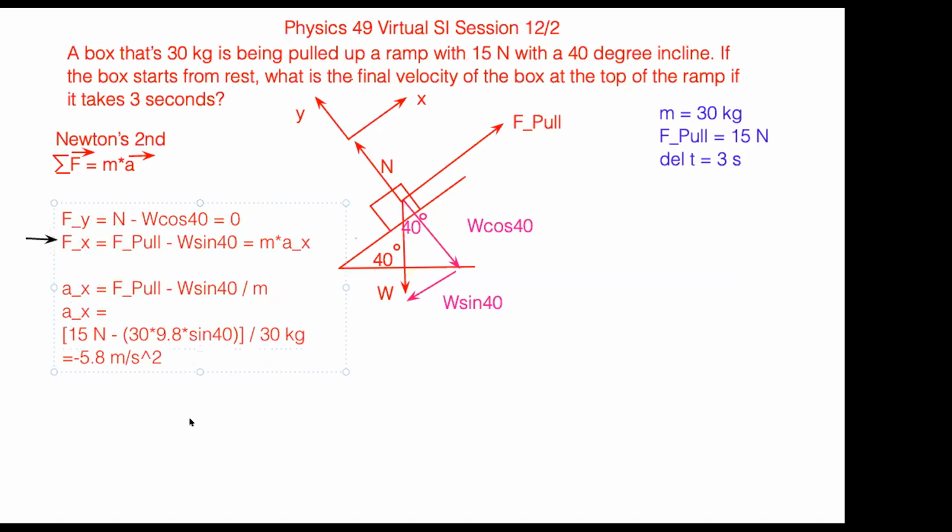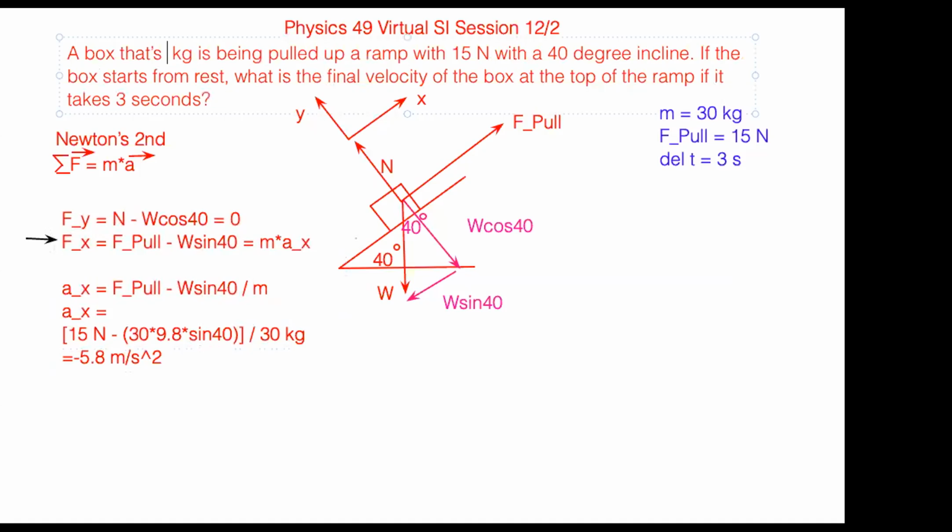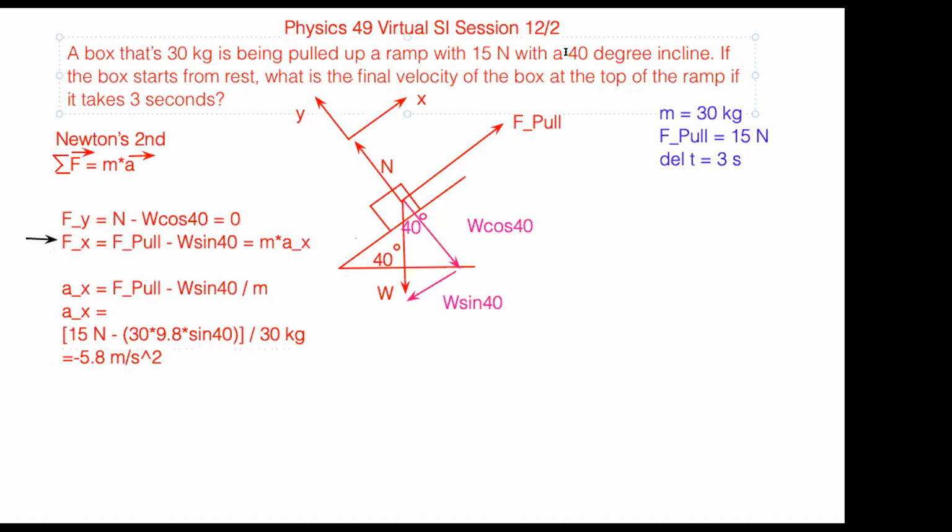Doesn't that seem a little weird, or not really? It's not super weird. That means the object is accelerating downward, right? Yes, that's correct. So that's just saying this box is really, really heavy and it's going downward. So we're going to change this problem a bit because that just makes it complicated.